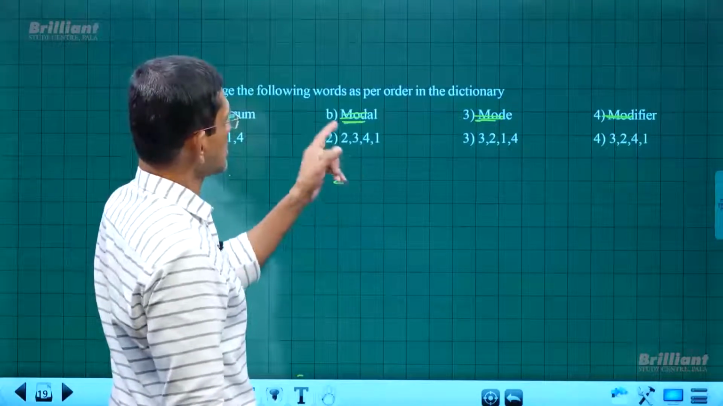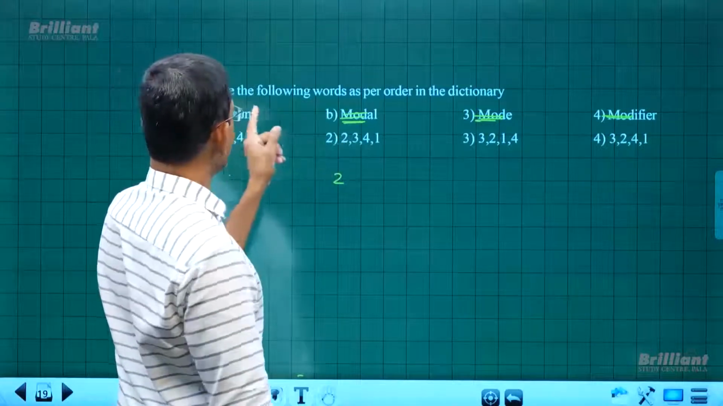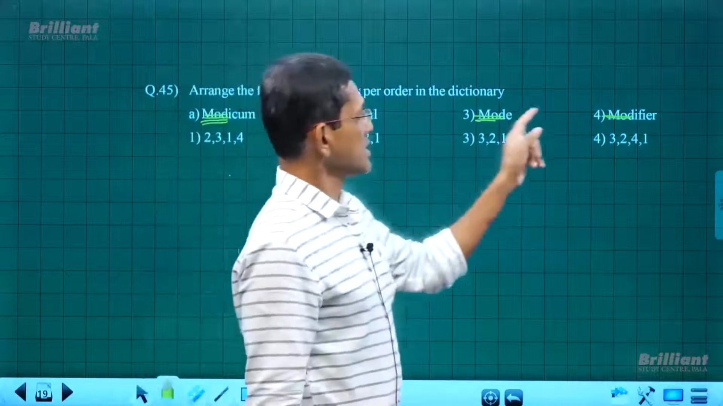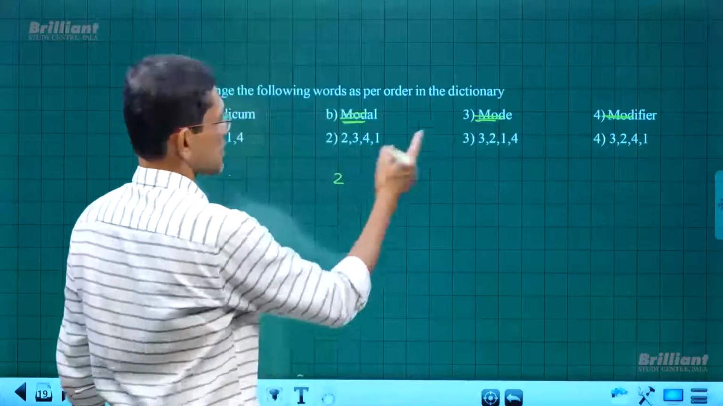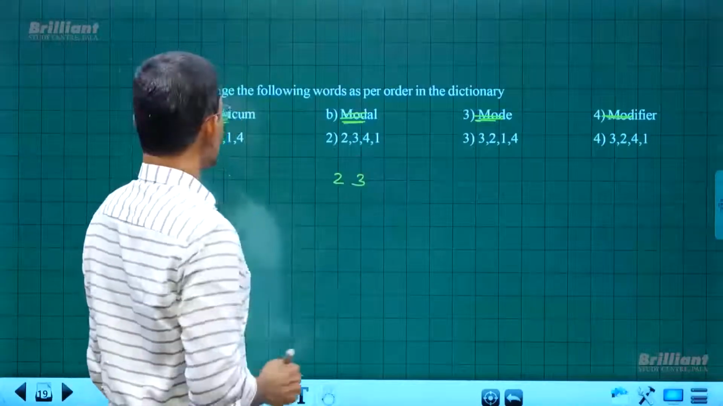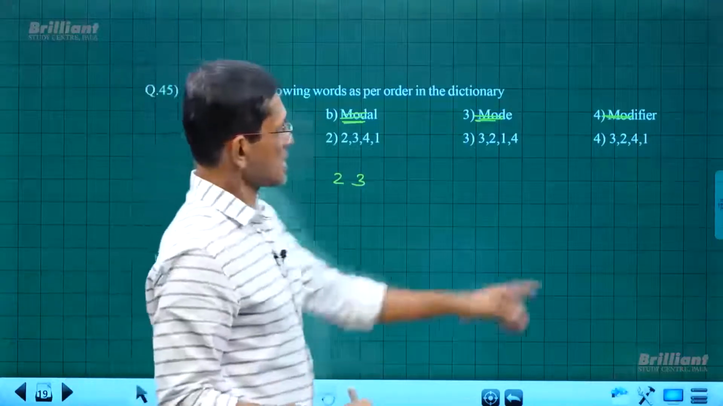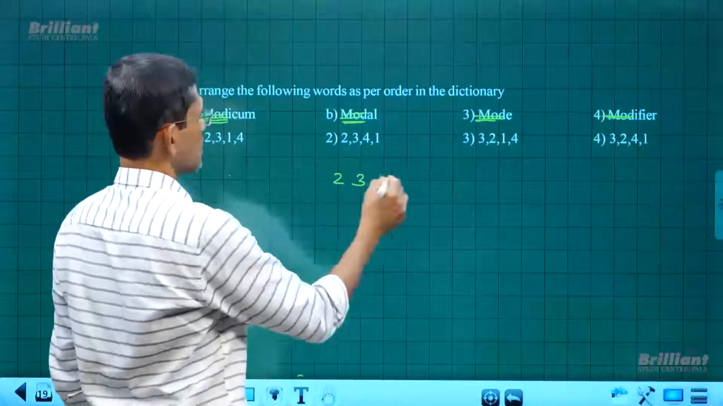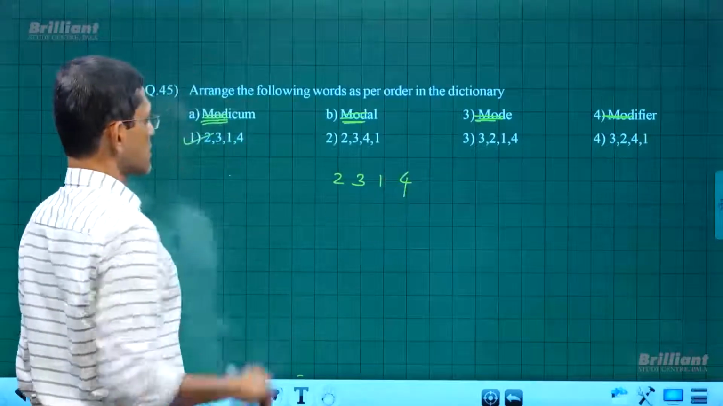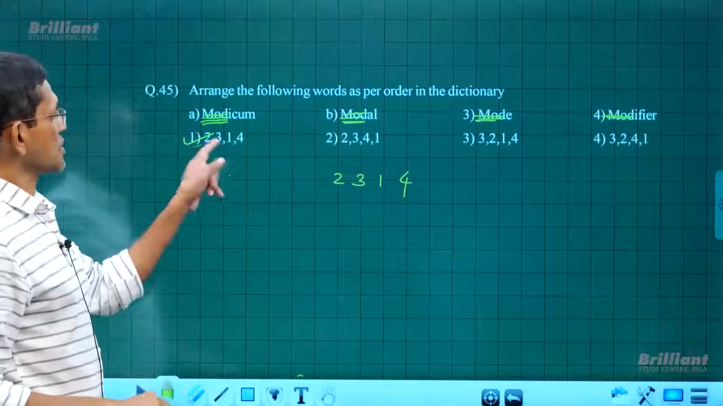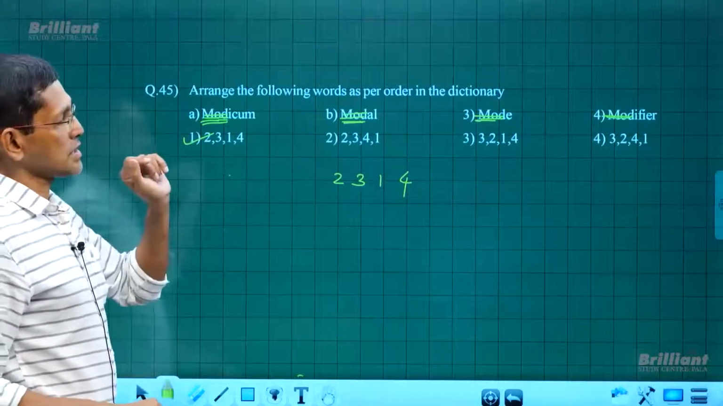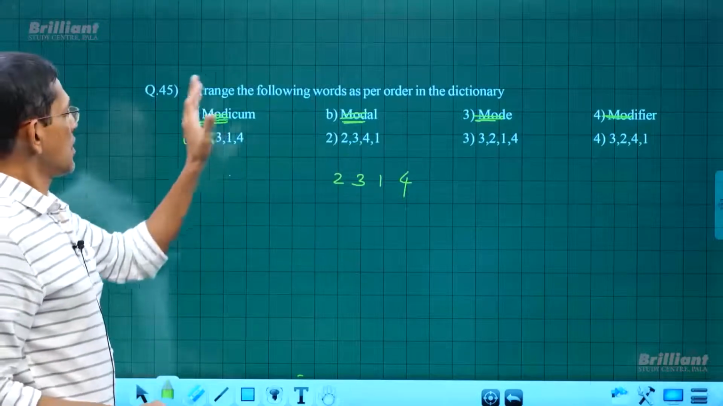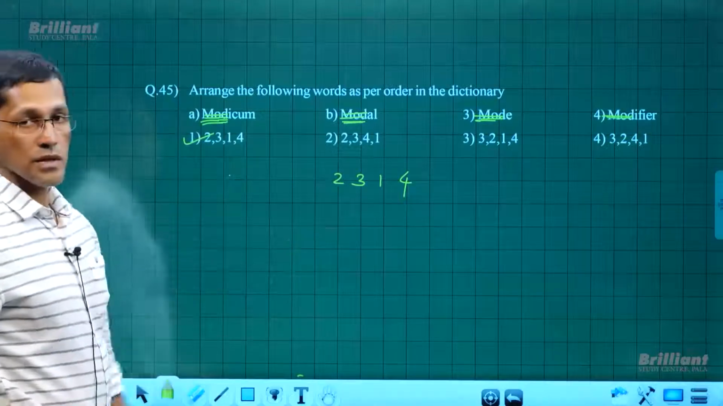And second one, after A, then we have E, then we have I as well. So 3. Then we have IC, then we have IF. So that's 1. So 2, 3, 1, 4. That's the answer. So this is the order. 2 first, 3 next, 1 and 4.